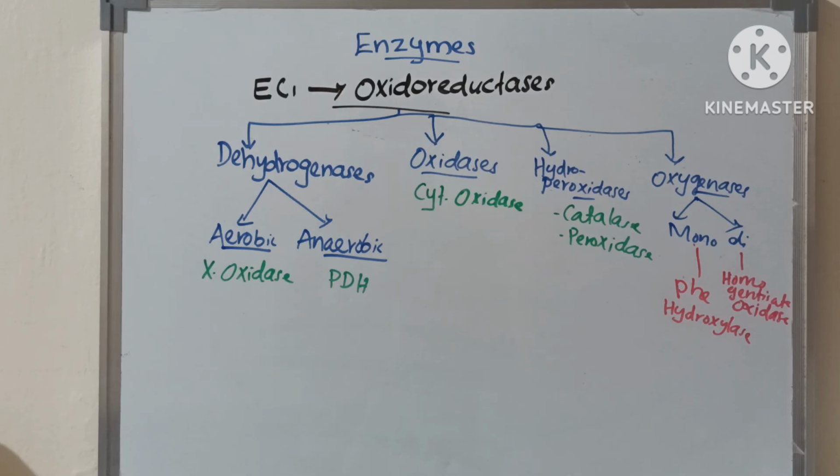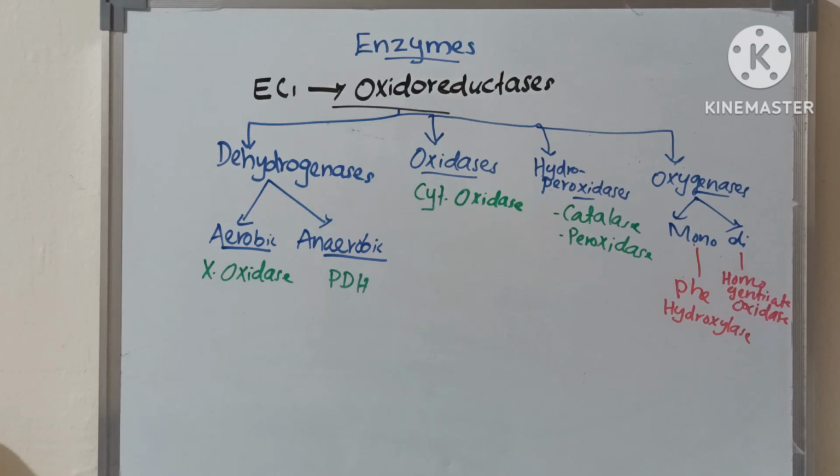Dehydrogenases may be aerobic or anaerobic. Aerobic, for example, xanthine oxidase. Anaerobic, for example, pyruvate dehydrogenase. Oxidases, example is cytochrome oxidase. Hydroperoxidases, examples are catalase and peroxidase.